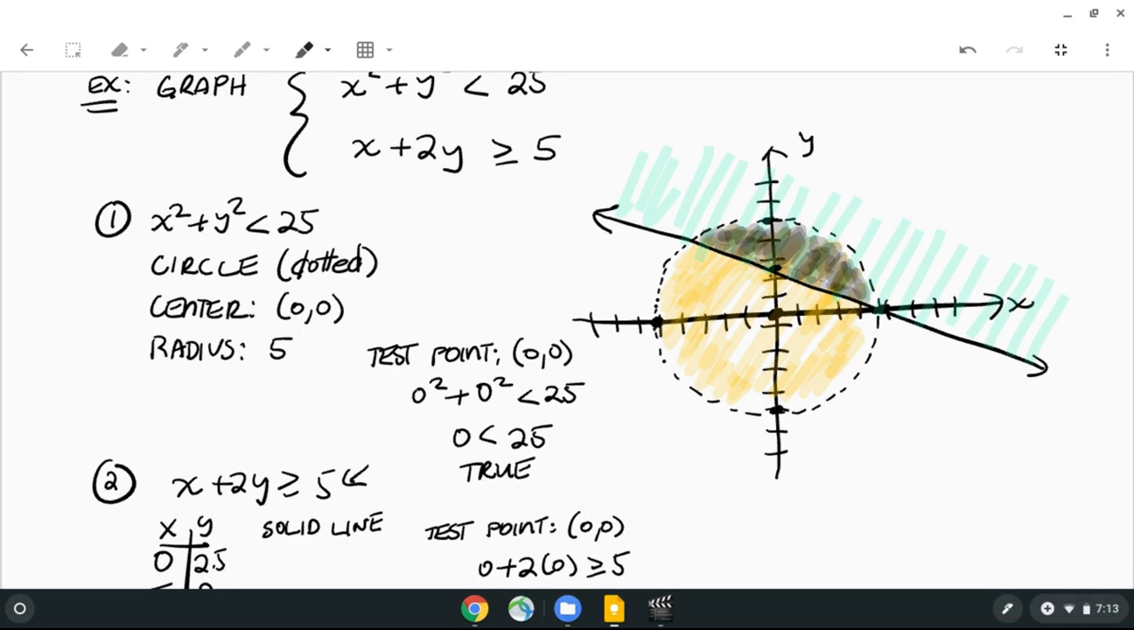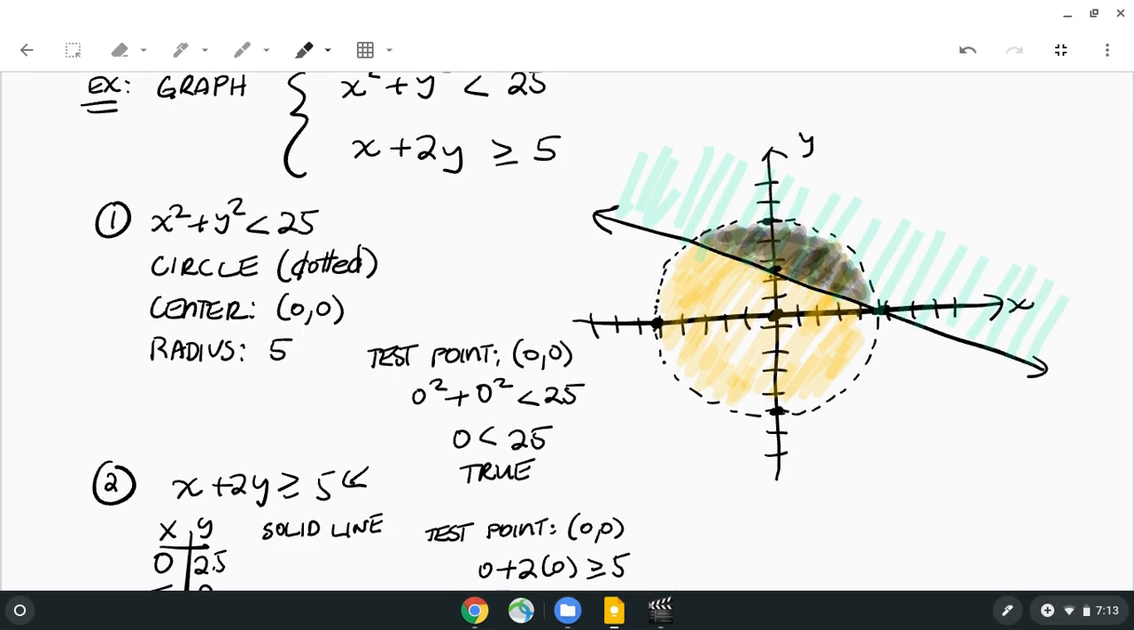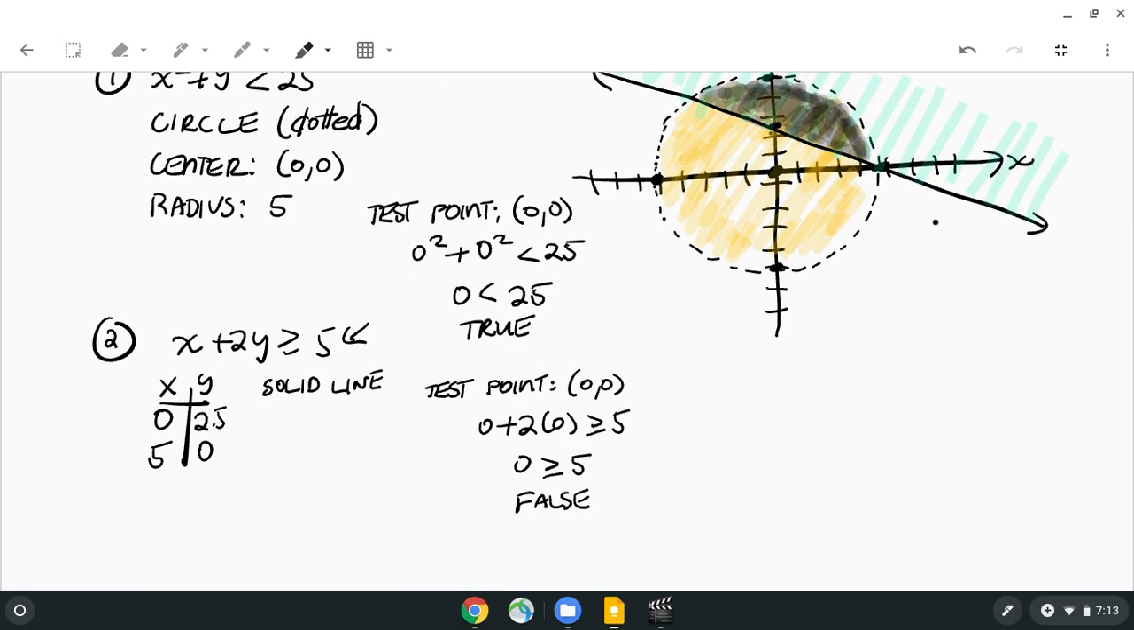Right in here where the green and the yellow were overlapping. So we could erase all that extra green and all that extra yellow, and then just leave the gray shaded area.